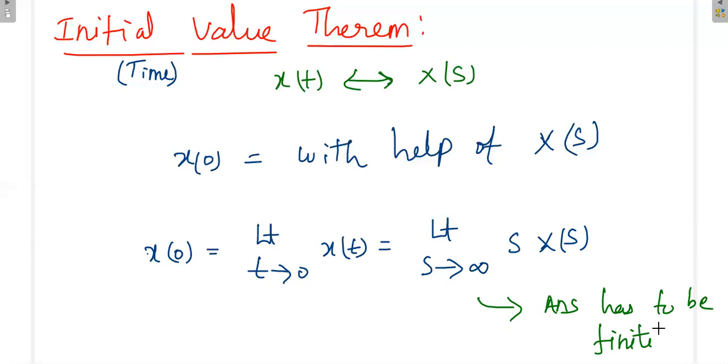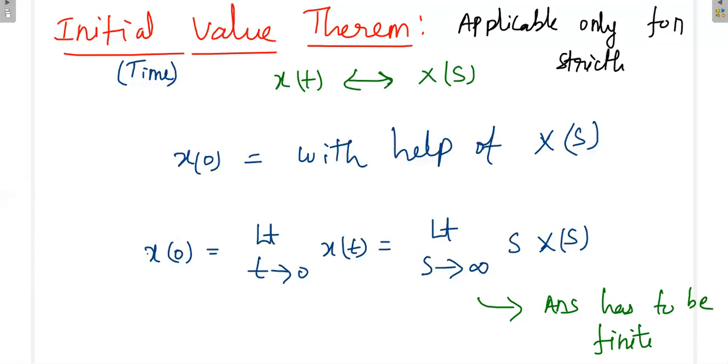This initial value theorem is applicable only for strictly proper function. This is very, very important. It is applicable only for strictly proper function.